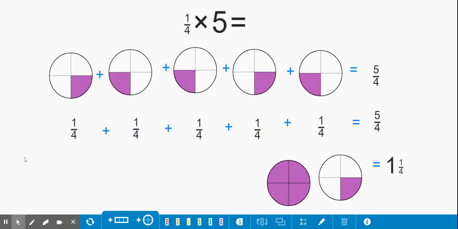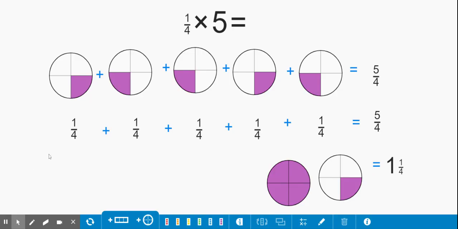This problem looks a little different than the last two we've done, but let's think about this for a minute. This says 1/4 times 5 equals. Now I know that multiplication is a commutative property, so we can change the order of these numbers, and this would be the same as saying 5 times 1/4. So we could do this the same as the last two problems.